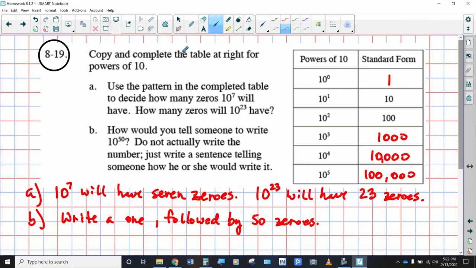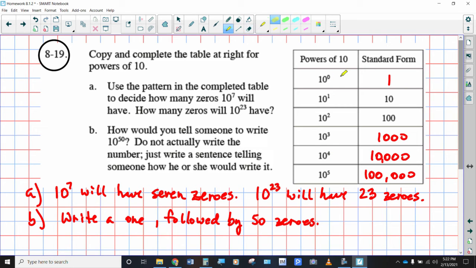All right, copy and complete the table at the right using powers of 10. Use the pattern in the completed table to decide how many zeros 10 to the 7th will have and how many zeros 10 to the 23rd will have. Okay, so what's the pattern here? In standard form, 10 to the 0 power is technically equal to 1. And when we get into exponent rules, I will explain to you why that is the case. Anything to the 0 power is always going to be equal to 1. 10 to the 1st power is 10, 10 to the 2nd power is 100, 10 to the 3rd power is 1,000, and so on and so forth.